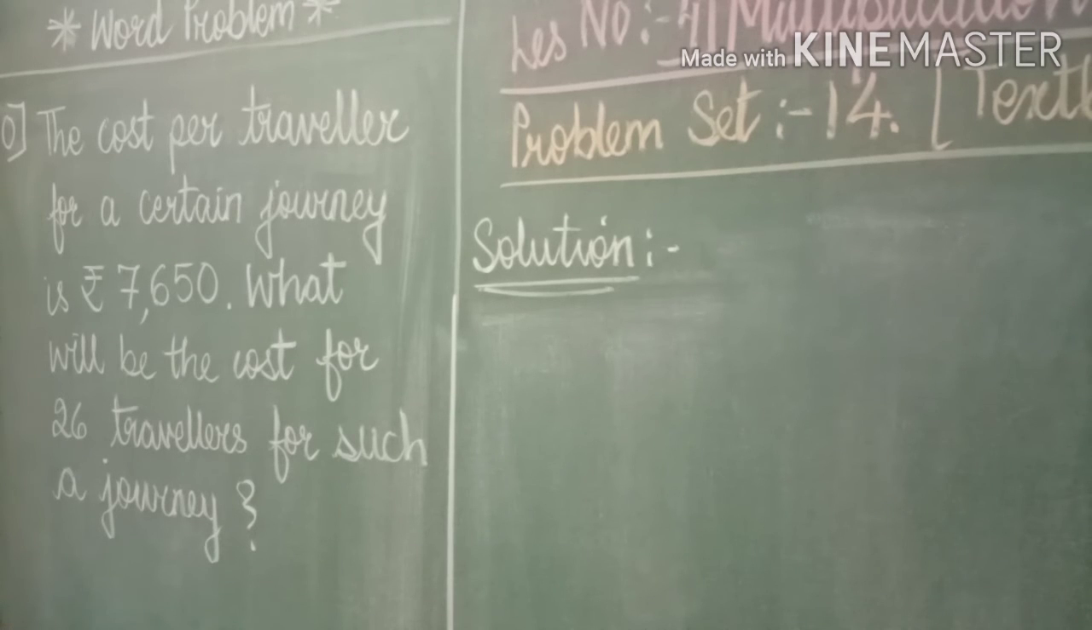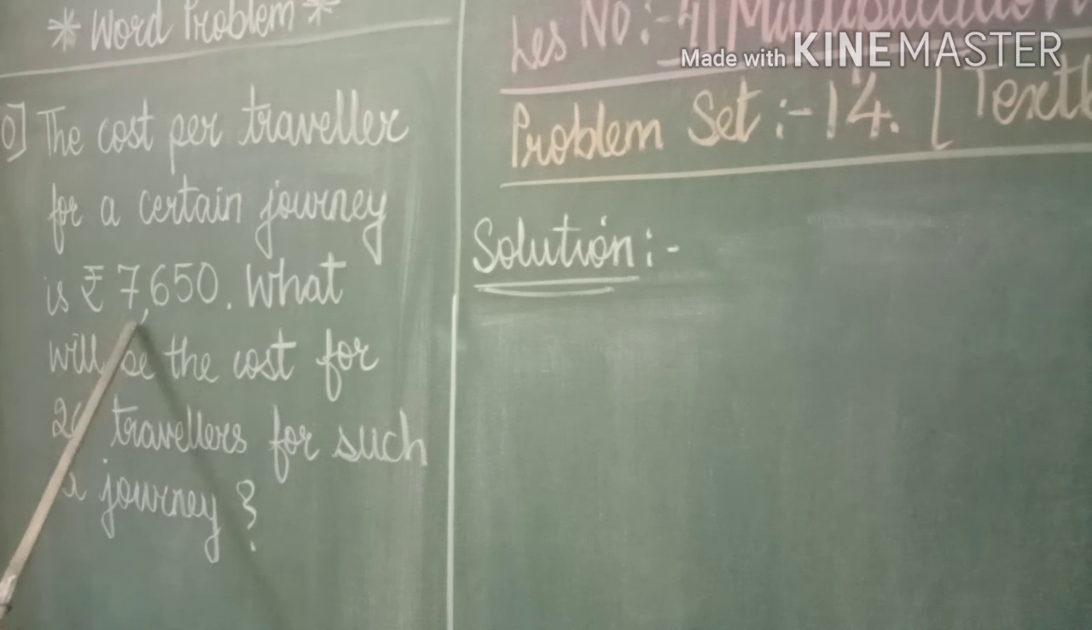Okay, students, this is the last word problem for multiplication, the 10th one. The cost per traveller for a certain journey is rupees 7,650. What will be the cost of 26 travellers for such a journey? Now they have given the cost per traveller. Per means 1, and per traveller's cost is rupees 7,650. What we have to find out? We have to find the cost for 26 travellers. What will be the total cost of the journey if 26 travellers are going to go for the journey?